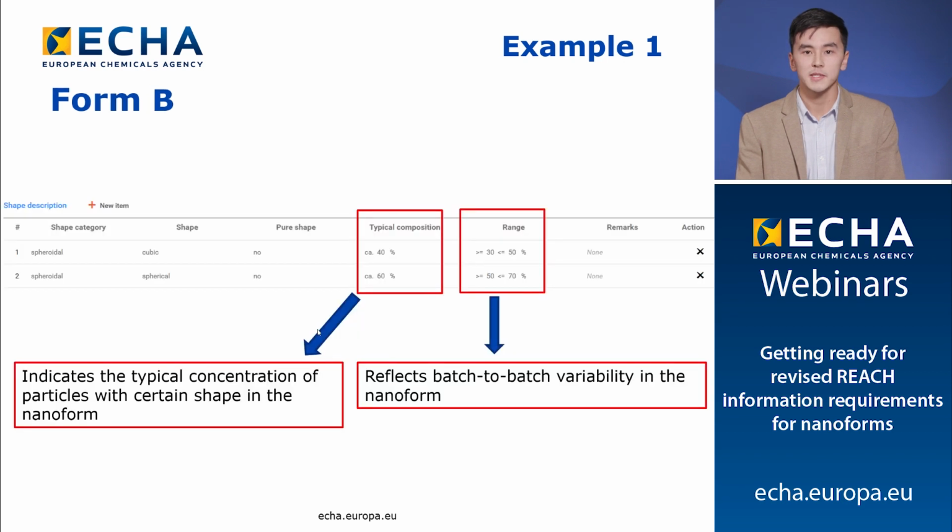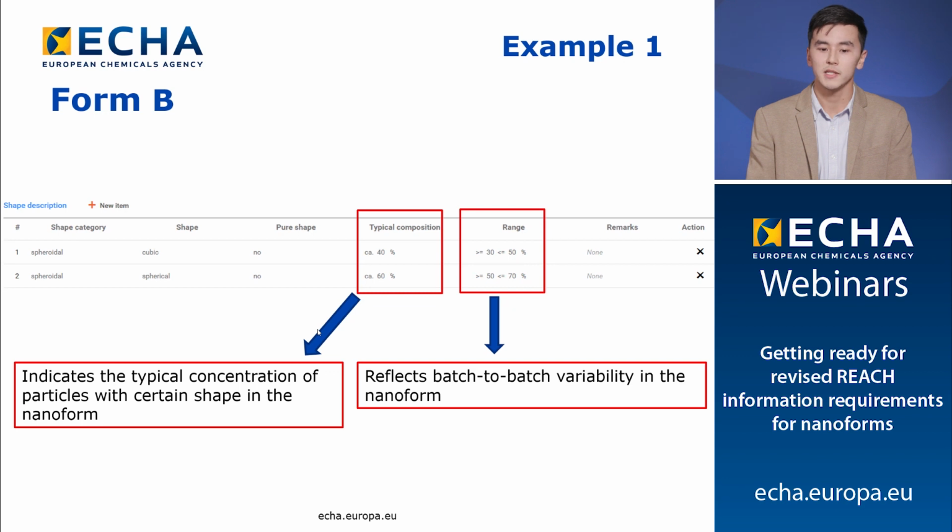By following the same steps for the particles with the second shape type in the form B, we obtain the following table. Please note that typical composition indicates the typical concentration of particles with certain shape in the nanoform. However, the range reflects the batch-to-batch variability in the nanoform.